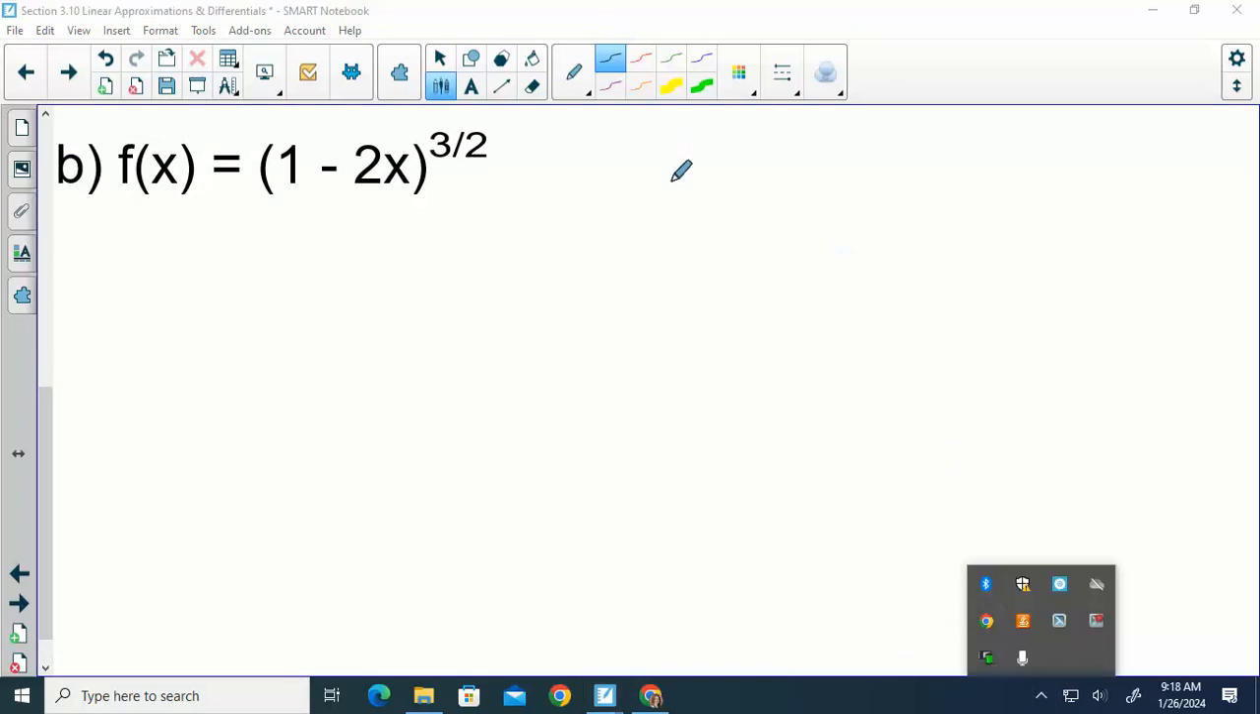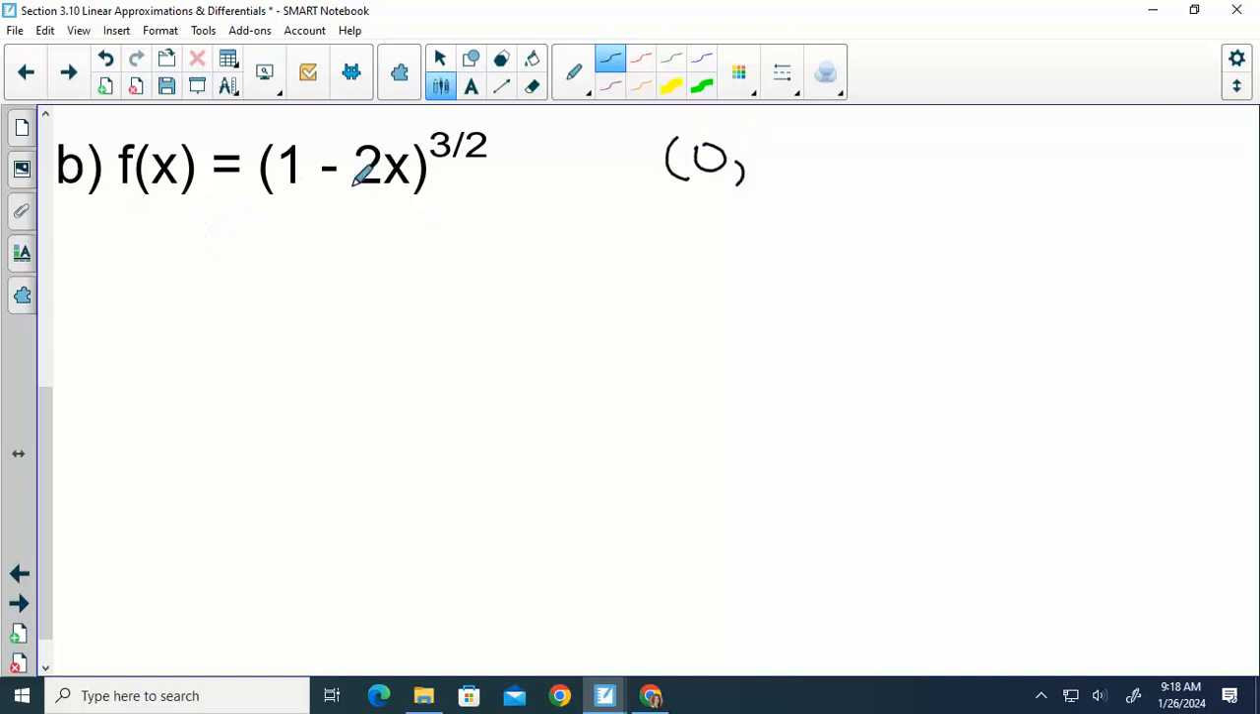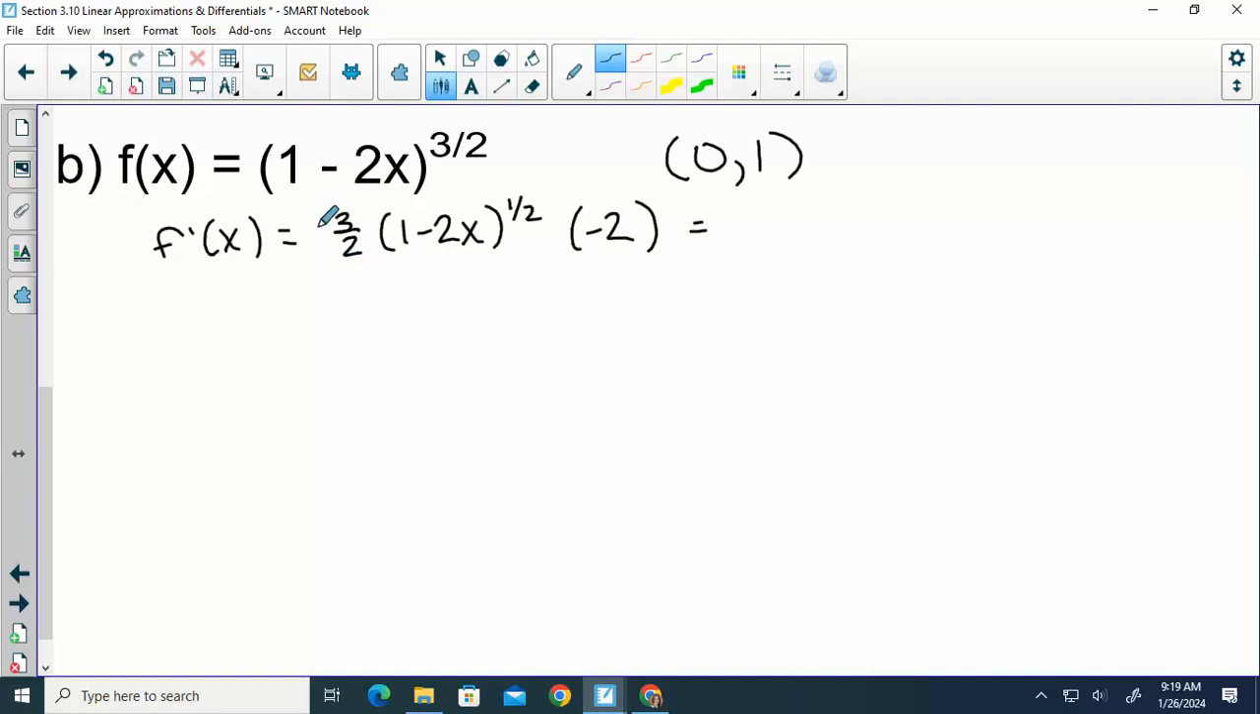We plug in 0. We get 1 minus 0, which is 1. 1 to the power is still 1. We need the derivative. So the exponent comes down, the inside stays the same, subtract 1 from the power, times the derivative of the inside. So 3 halves times a negative 2 is negative 3.